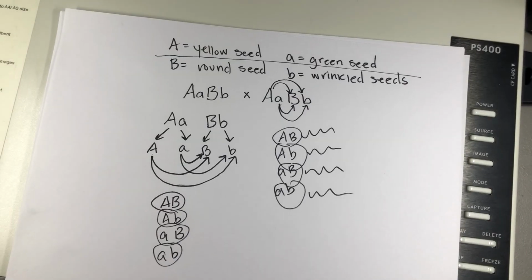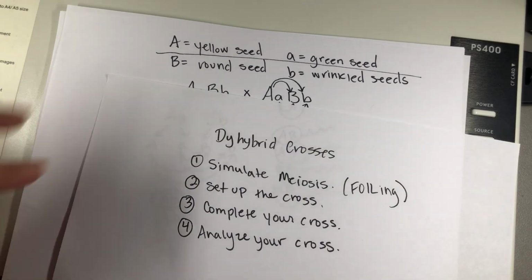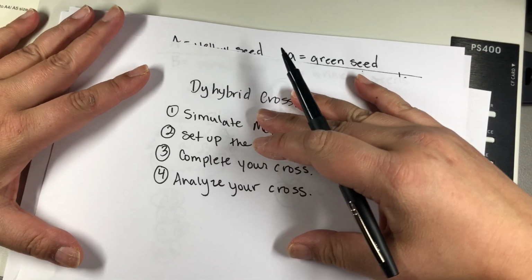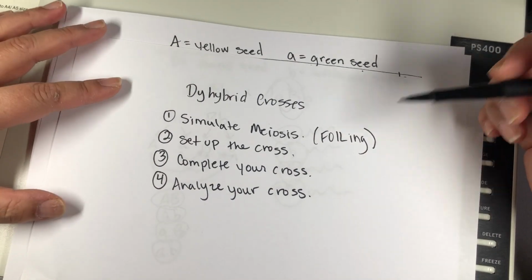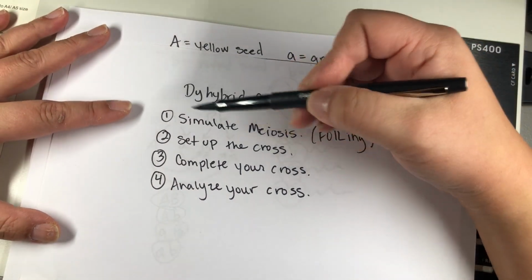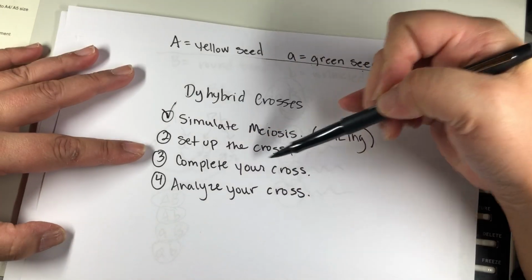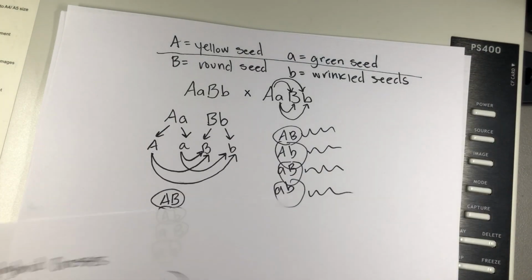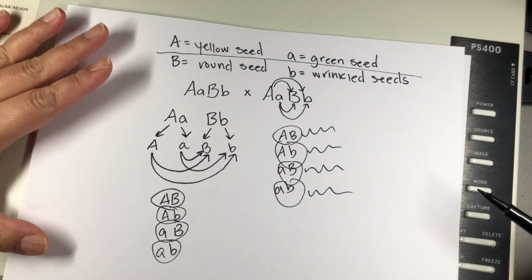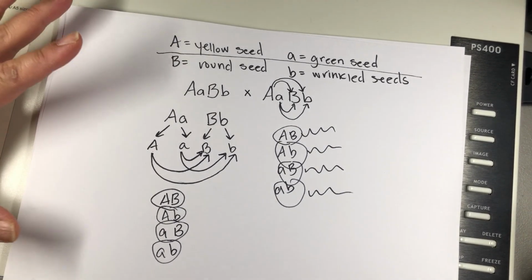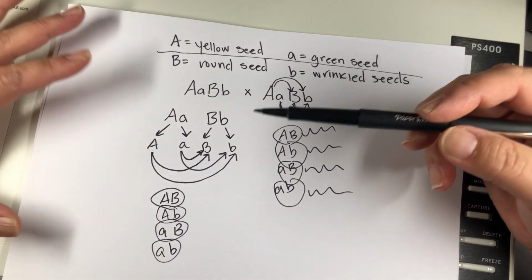So the next thing you want to do, so we did one. As we go through this, I'll also talk about some of the nuances of these things. We'll do a different cross. We'll do a couple of them. So we simulated meiosis. The next step is you want to set up the cross. So what you're going to do is draw a giant table.